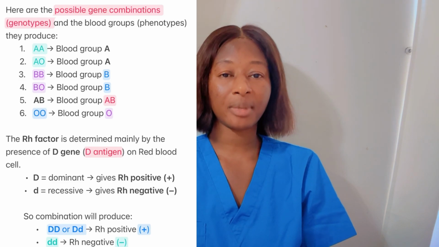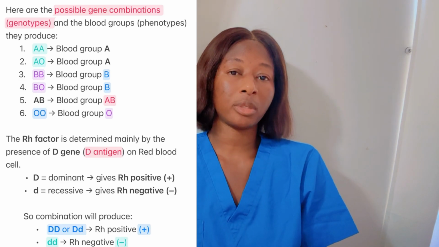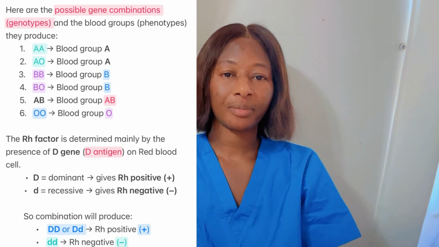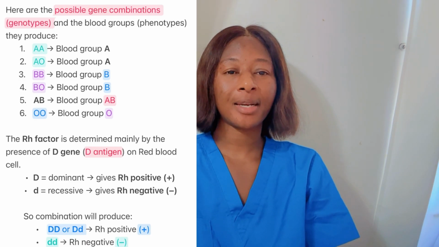So when it is absent, it can also be recessive because it cannot manifest its features. In order to understand this better, let's take some examples.